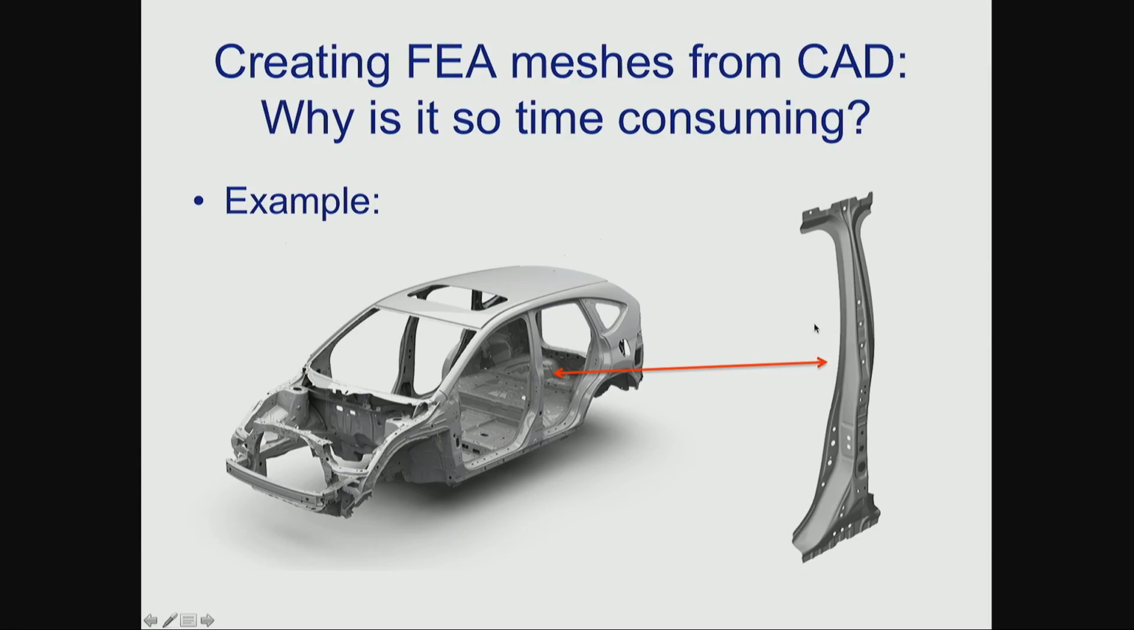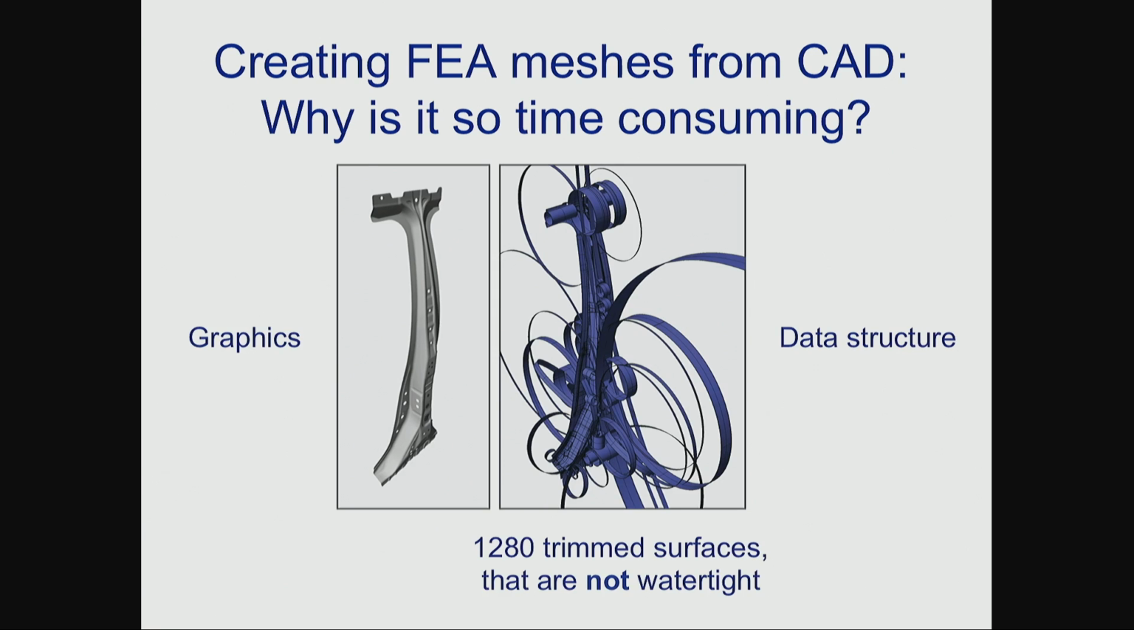This is a simple example. This is just a part. This is a B pillar in a Honda, as you can see here. It's just a piece of sheet metal that's been bent, cut, and some holes have been drilled in it. One piece of sheet metal. Now that's the visualization of it. That's what you see, and that's what you get from computer-aided design. But in fact, when you want to build a mesh, you have to go to the data structure. And what that consists of is actually 1,280 trimmed surface patches.